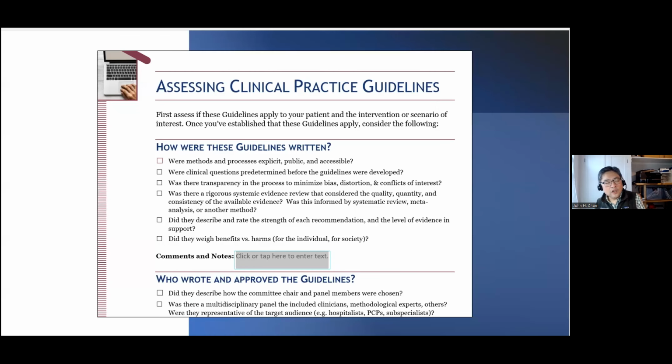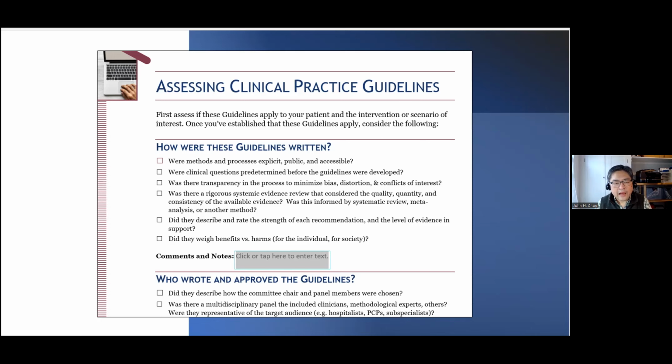So again, the link that Sarah had in the chat will take you to this document. And again, you can check through this as you go through and as you read the clinical practice guideline. And so you can have a list and make some comments to yourself, and you're welcome to it so that you don't have to sit there and look up the Institute of Medicine guidelines every single time or have to remember it.